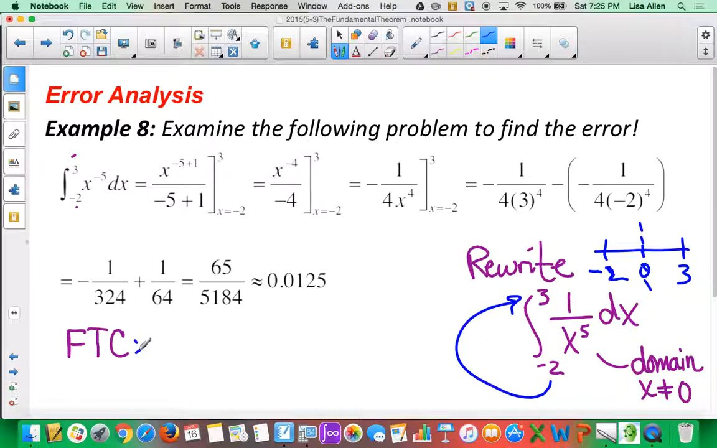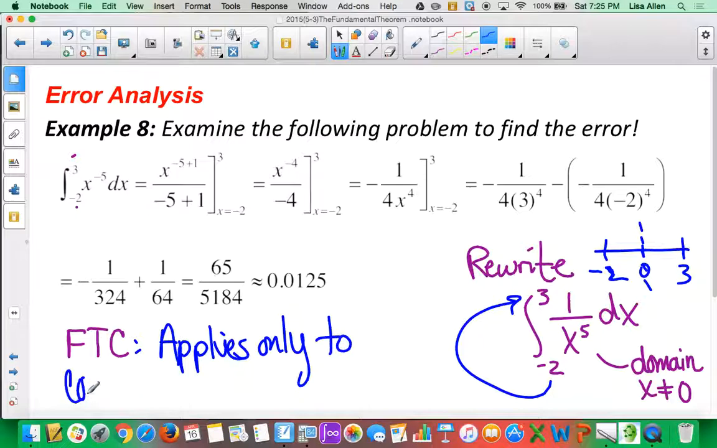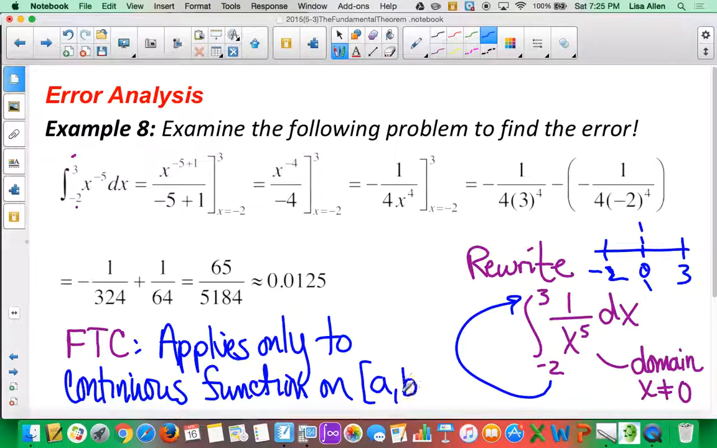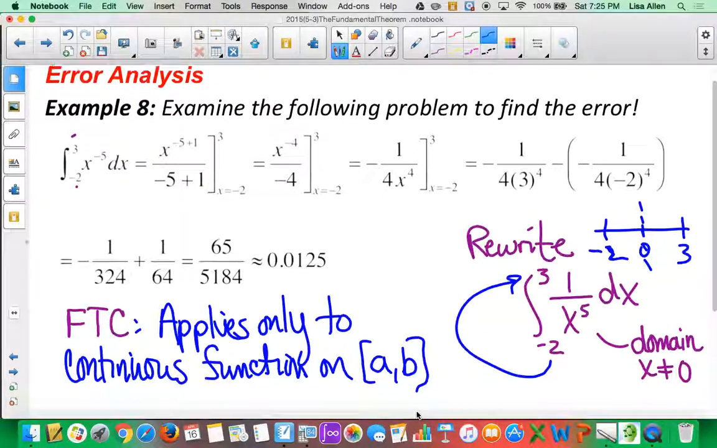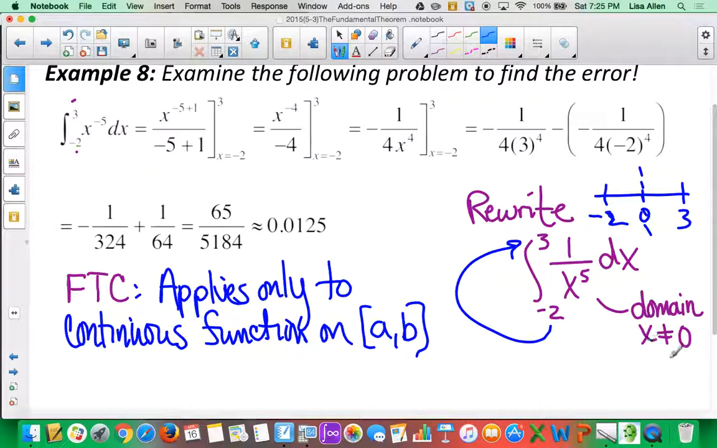So FTC applies only to continuous functions on the respective interval from a to b, and that would be a closed interval from a to b. So there is an infinite discontinuity at x equal to 0 for this particular function.